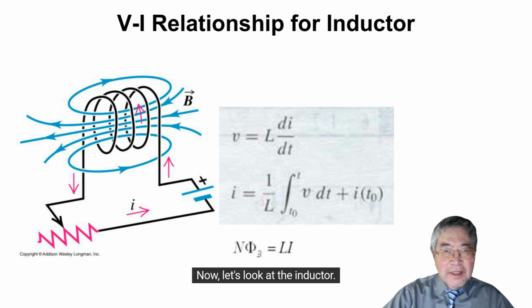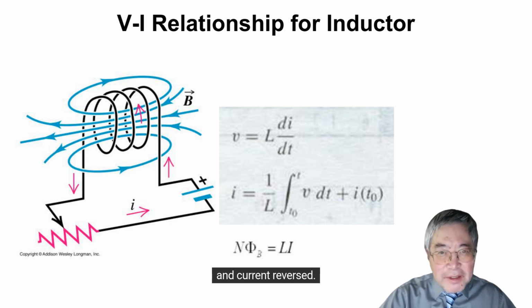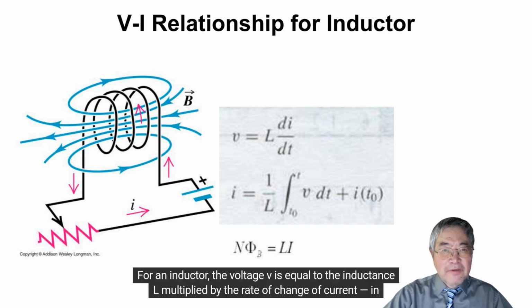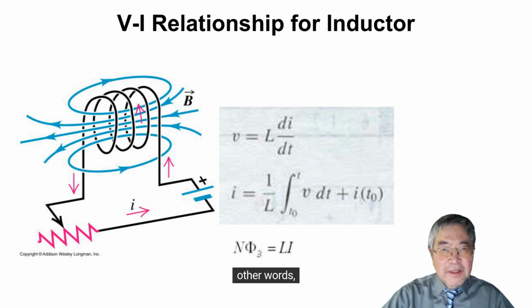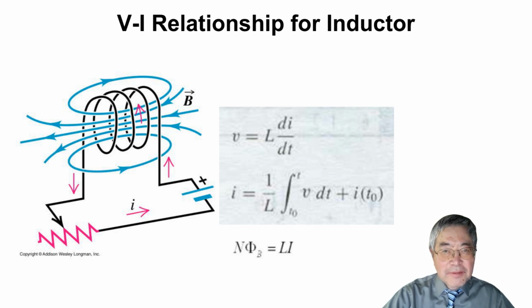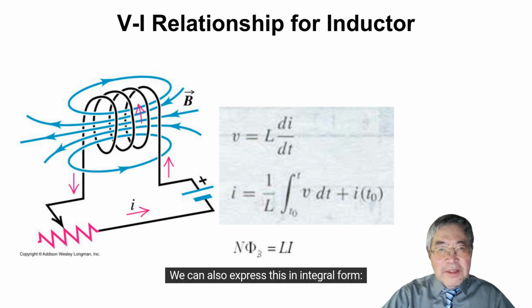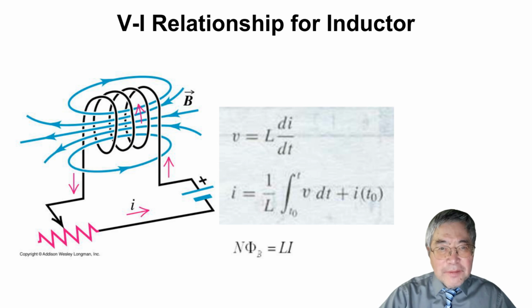Now let's look at the inductor. Its voltage-current relationship is similar in form to the capacitor's, but with the roles of voltage and current reversed. For an inductor, the voltage V is equal to the inductance L multiplied by the rate of change of current. In other words, V equals L times the derivative of I with respect to time. We can also express this in integral form. I equals 1 over L times the integral of V with respect to time plus the initial current.